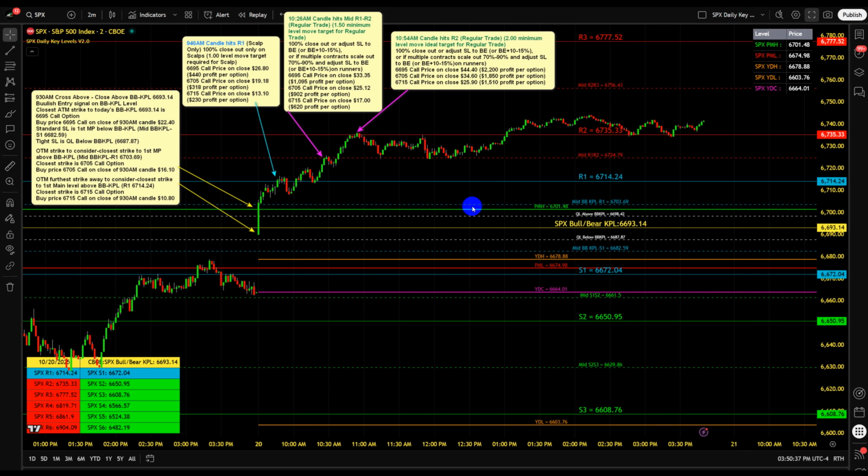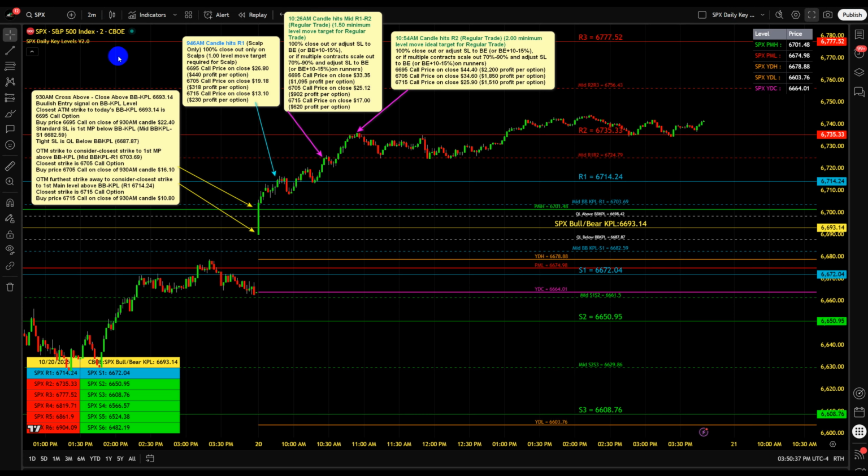Okay, so let's just get into the session here. Here is the 9:30 opening candle for today's session. As you can see, we're on a 2-minute chart. This indicator does work on time frames between 1 minute and 30 minutes. So the minimum chart time frame is 1 minute, and the maximum chart time frame is 30 minutes.